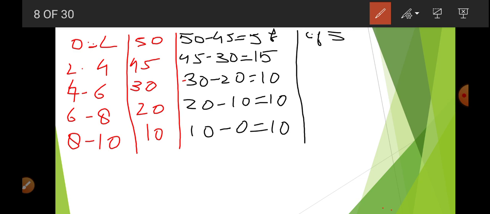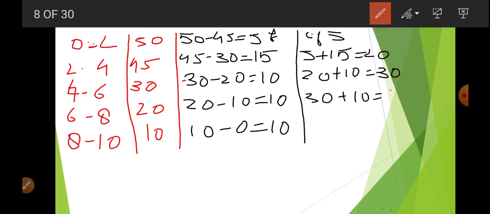So first will be the 5, then 5 plus 15, so it will be 20. Then 20 plus 10, it will be 30. Then 30 plus 10, it will be 40. Then 40 plus 10, it will be 50. Okay, so n is equal to 50. Remember that. Now we have completed the first task.